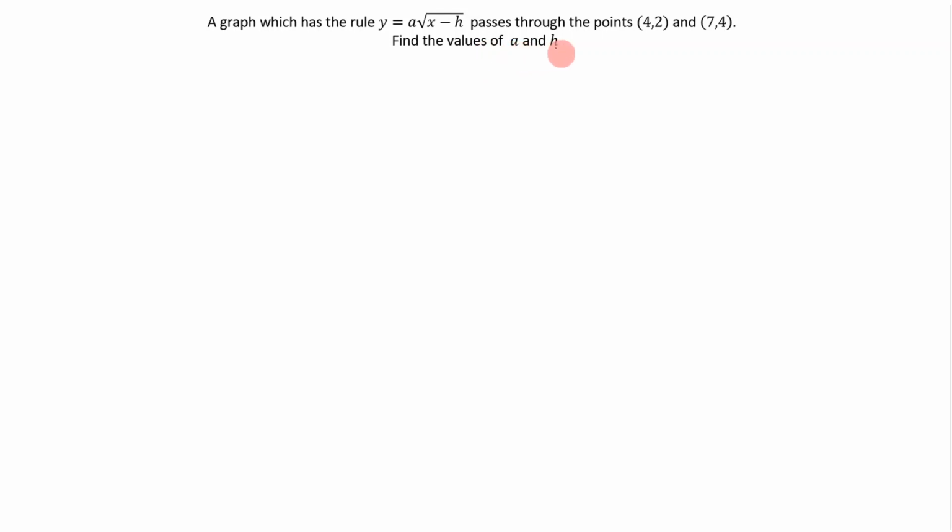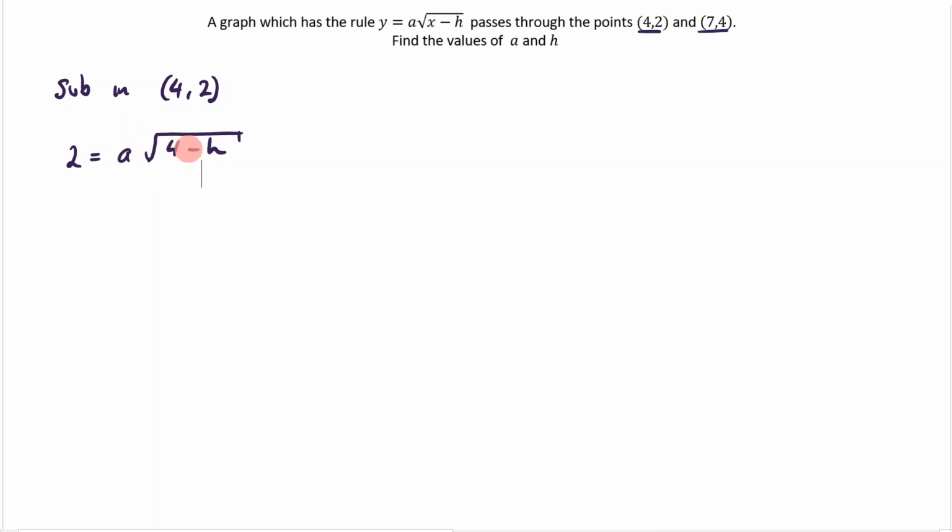What we're first going to do is sub each of these points into the rule. So let's begin by subbing in (4, 2). We're subbing it into this rule here. So in the y spot, I'm going to put a 2, and in the x spot, I'm going to put a 4. Perfect. Now there's nothing more I can do with this. I've got two unknowns, so I can't solve it for either one of them. I'm just going to have to leave it as it is for now.